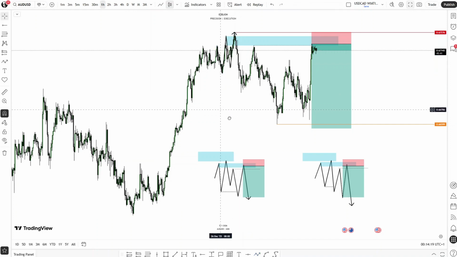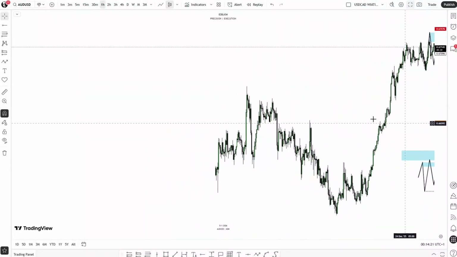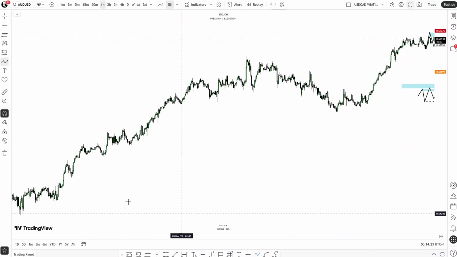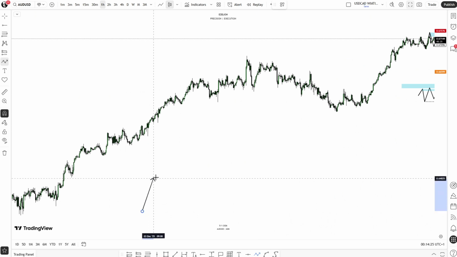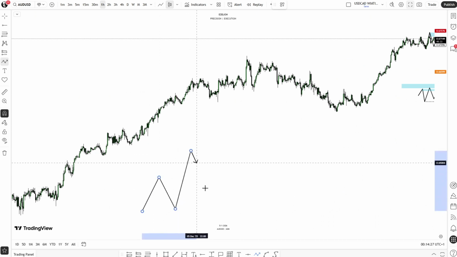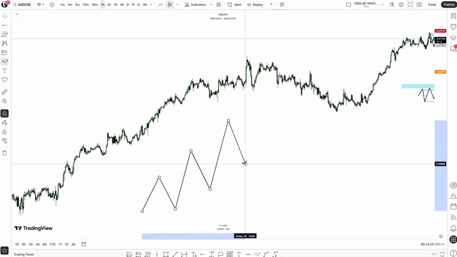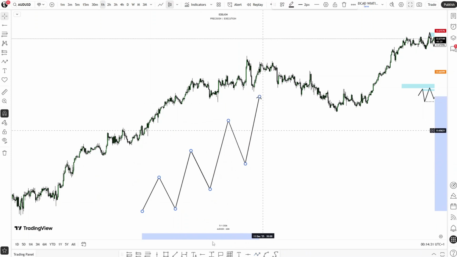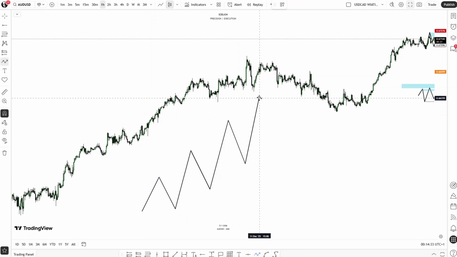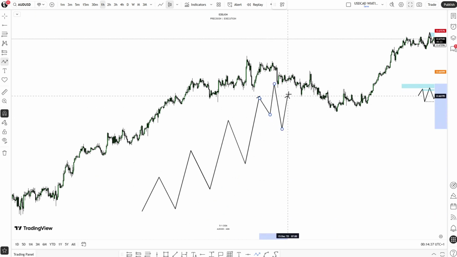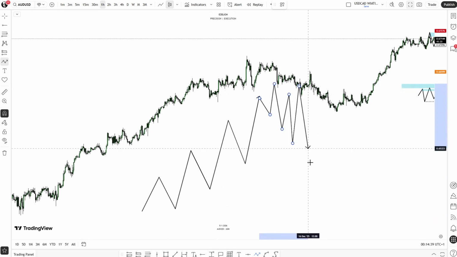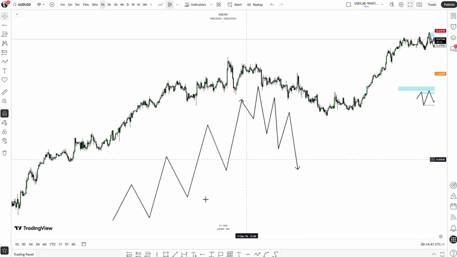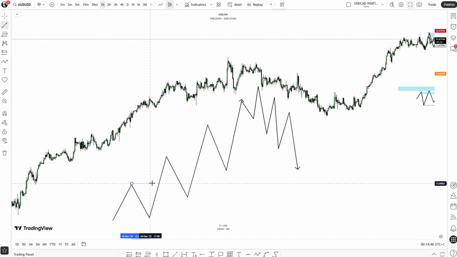So if I explain this for you now, you can see what I mean. This is a market structure shift. This is a break of structure. All these things you are seeing here are breaks of structure, right? So now this is actually a market structure shift. So what is different? This is a break of structure.